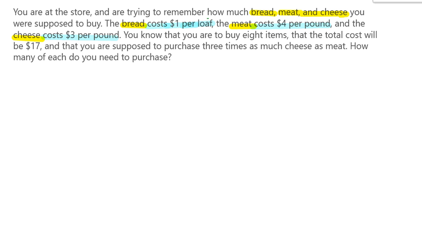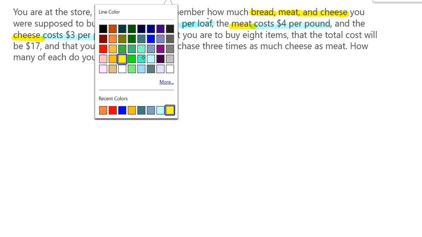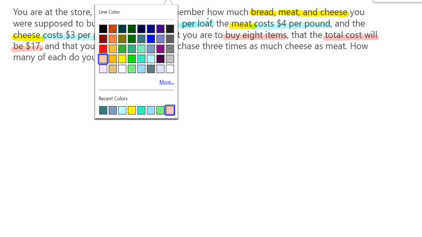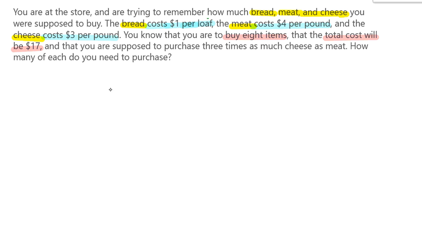You know that you are to buy 8 items. So we are buying a total of 8 items, and the total cost will be 17. So it's talking about totals there. That means somewhere in your brain you should go, oh, total cost, that means equals. Maybe not with the buy 8 items, but as you think about it, it will. And then this last little bit says, you're supposed to purchase 3 times as much cheese as meat. Okay, I see 3 times, and then it talks about cheese and meat, which we know is our variable, but the 3 times told me it's going to be important.